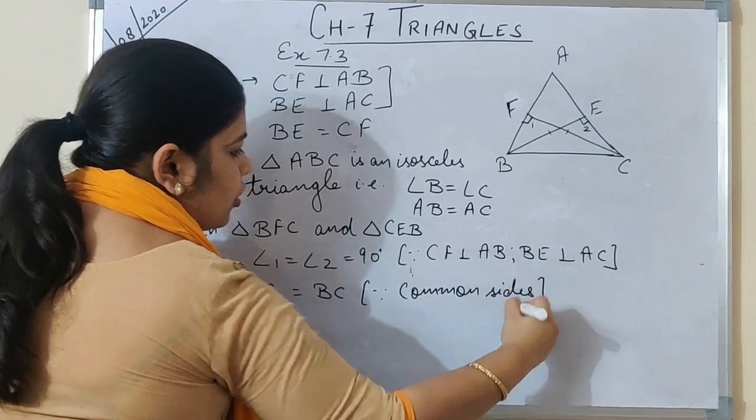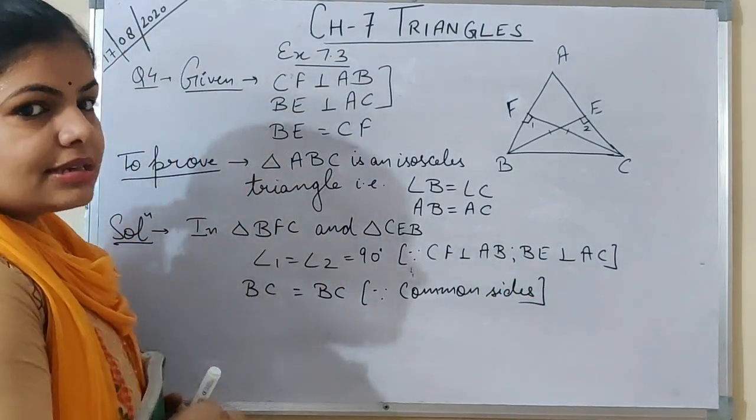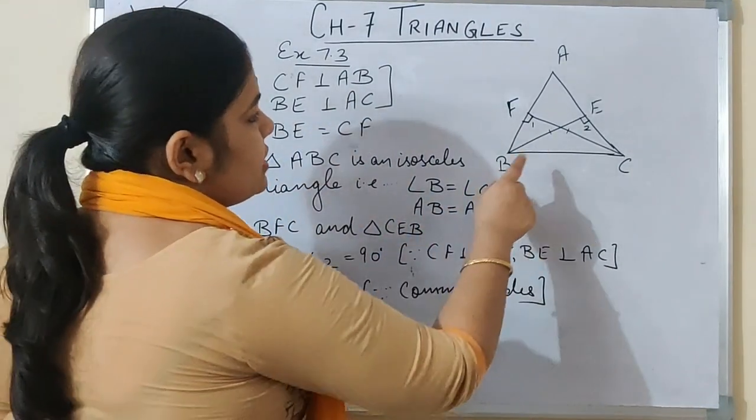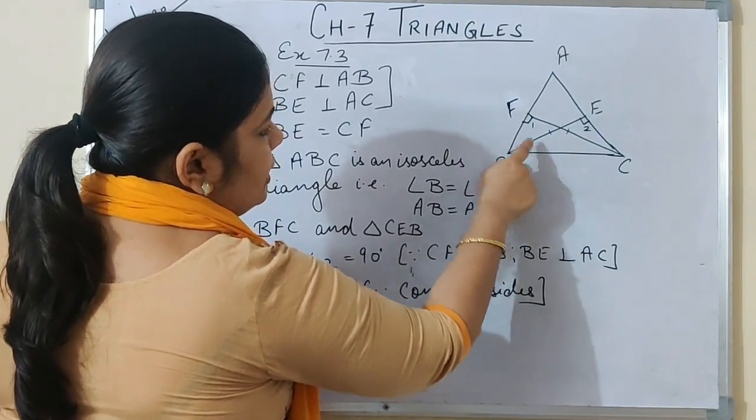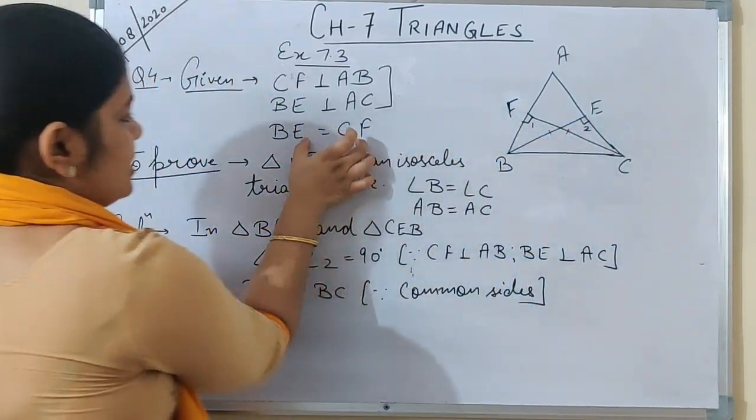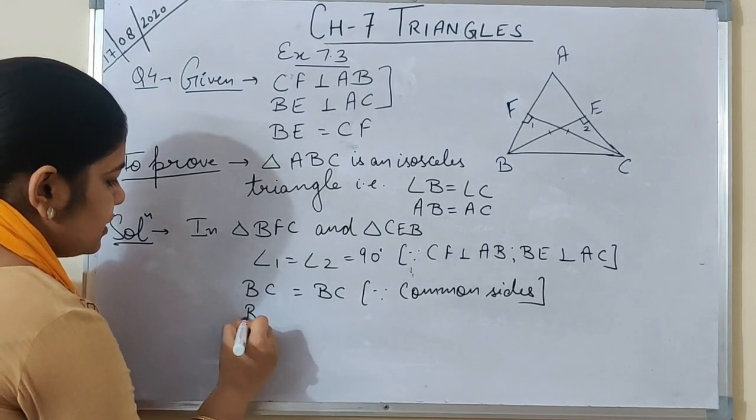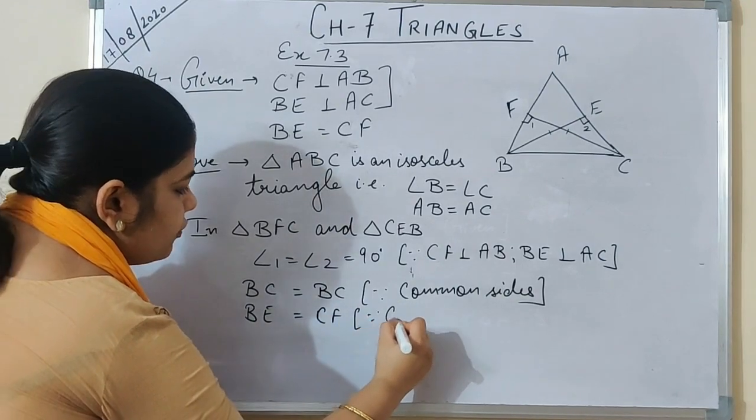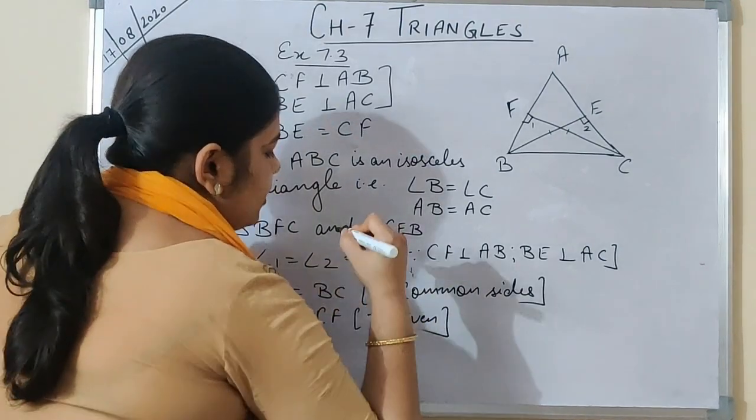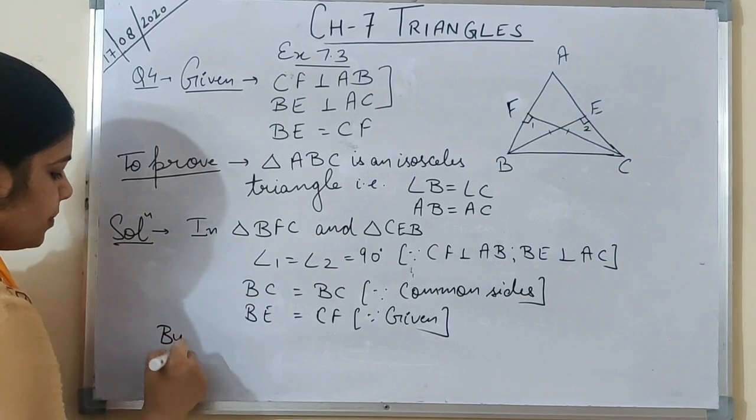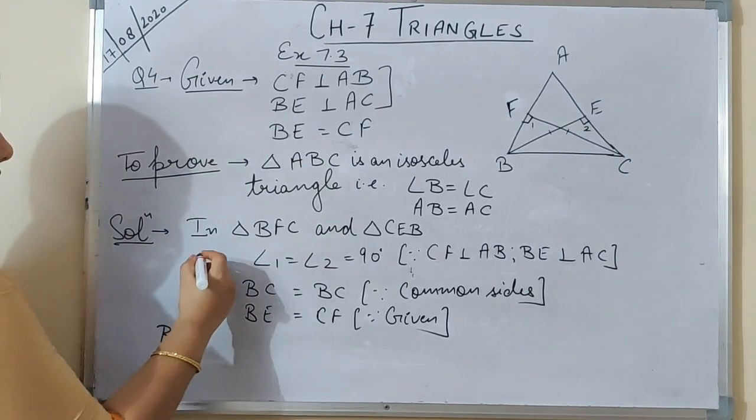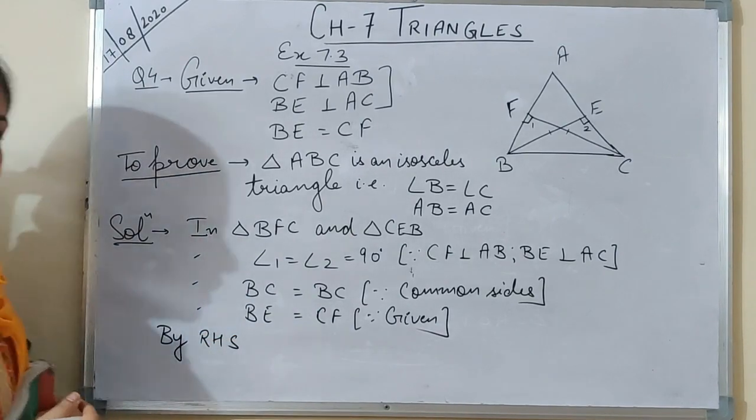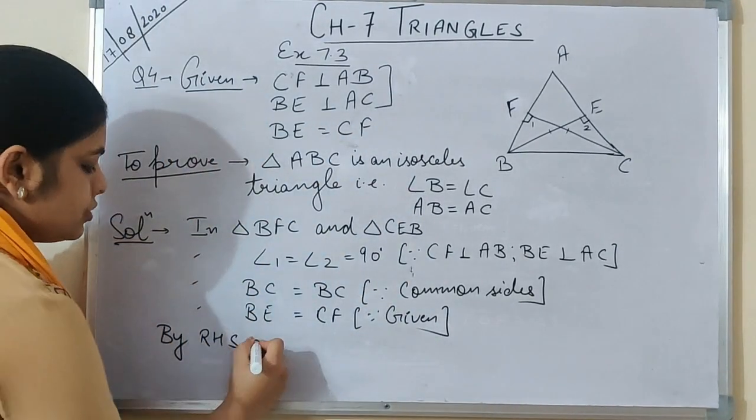because of common sides. Then next is side. That means we have to prove sides. So for sides, we can take CF and BE as these two are equal to each other. So we can write BE is equals to CF because of given. So by which property? They are congruent by RHS. That means right angle, hypotenuse and side criteria.